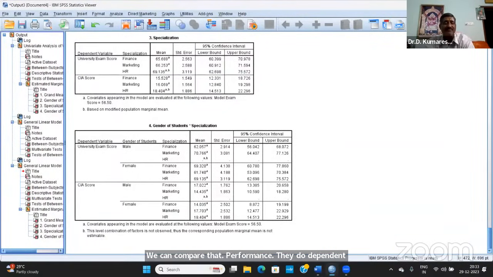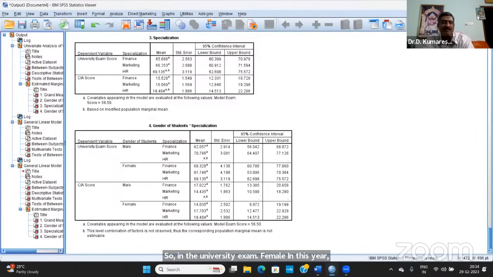So male finance and female finance. Male finance and female finance in university exam, female better than the male students. But as far as the CAA score is concerned, male finance 17.02, female finance 14.03. So male are better. In the university exam, female are better. In the CAA, male are better.